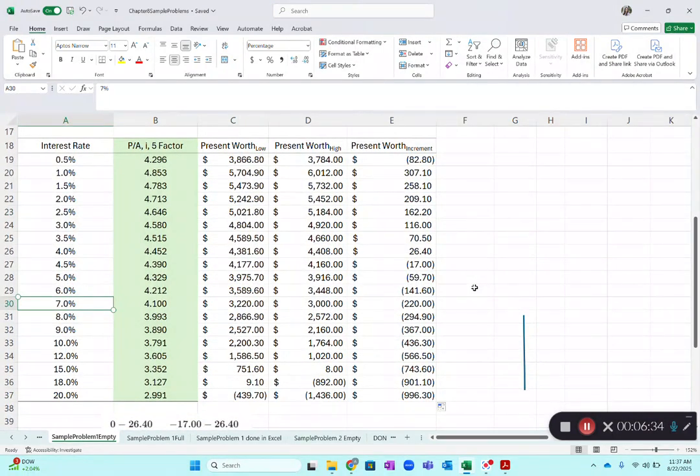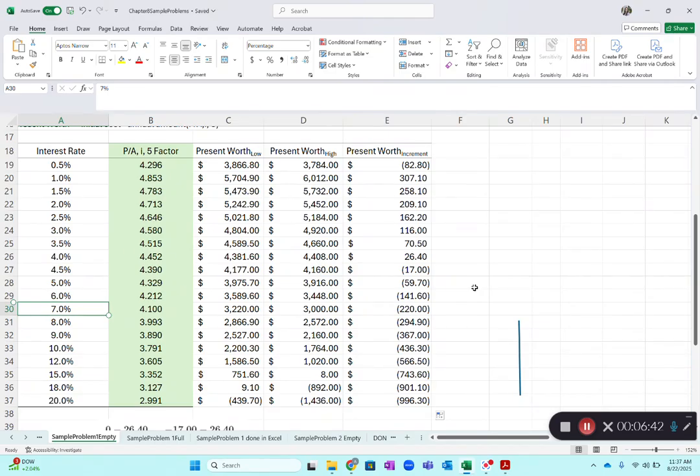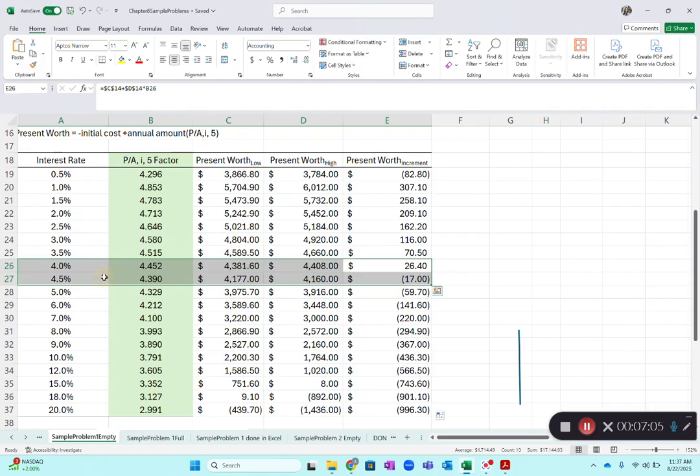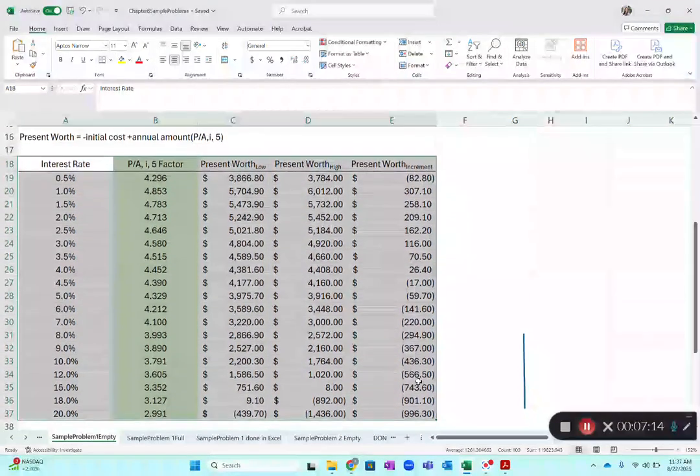Something to remember about incremental analysis: the whole goal is to find your IRR, or your incremental rate of return. That's going to happen where your present worth is equal to 0. I can find that in a couple of different ways. One quick way is to look at the present worth of my increment column and see that it's above 0 here at 4%. At 4.5%, it's going to be a negative. So somewhere between 4 and 4.5%, I'm going to have a present worth equal to 0.